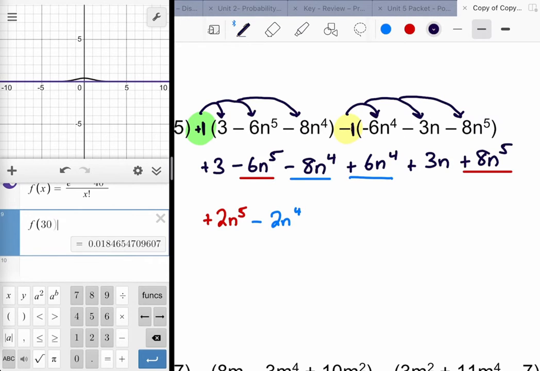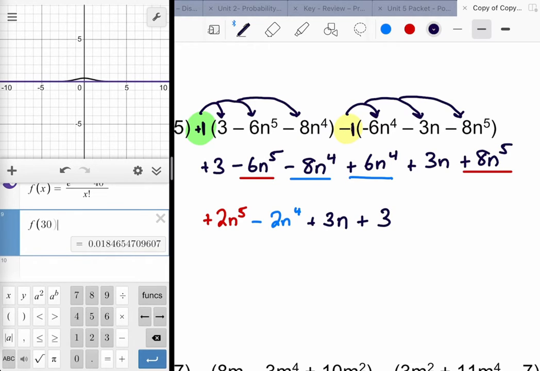The remaining terms are not like, as in they're not like each other. One has an n attached to it, the other doesn't, so they can't be combined. So I would put the plus 3, and plus 3n, and then the plus 3.